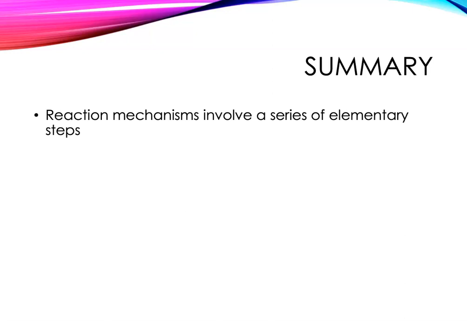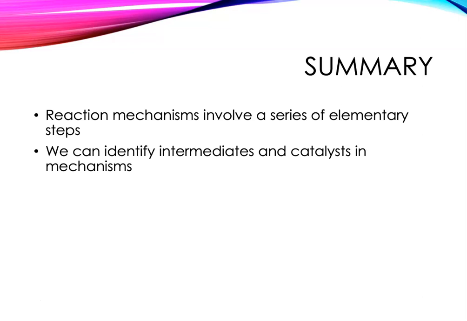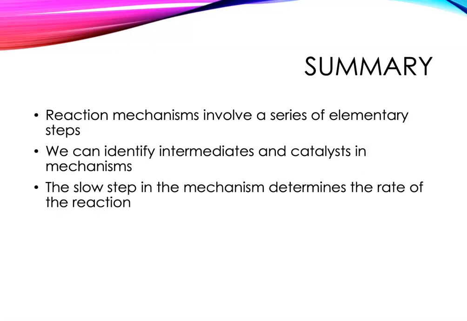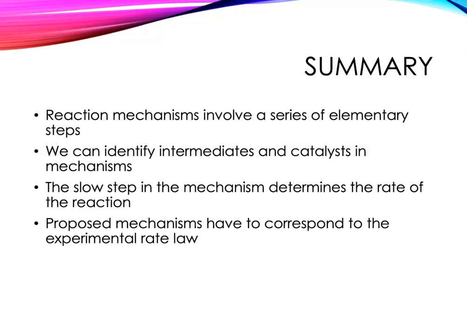We did a lot. All right, we talked about reaction mechanisms and how they involve a series of elementary steps. We can identify intermediates, and we can identify catalysts in mechanisms, and we can justify based on whether it's reacted and then regenerated or whether it's formed and then consumed. The slow step in the mechanism is the rate determining step. It determines the rate of the reaction, and the proposed mechanisms have to correspond to that experimental rate law.